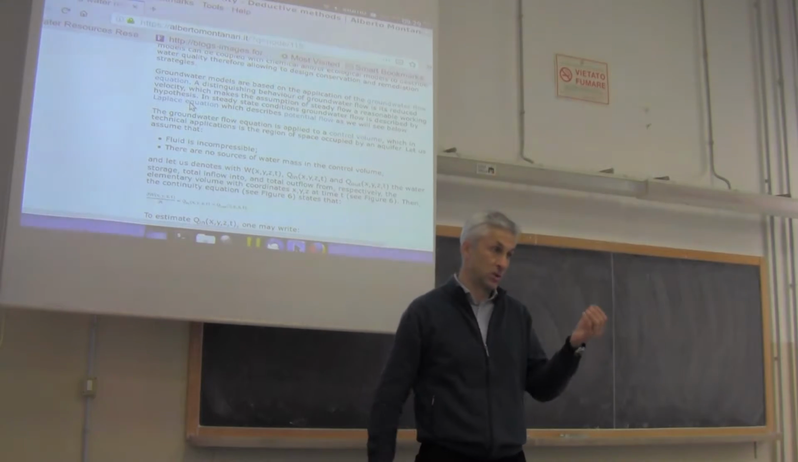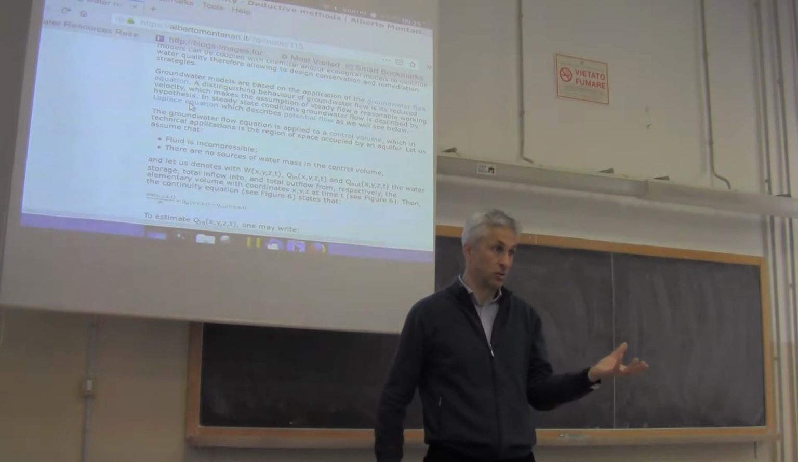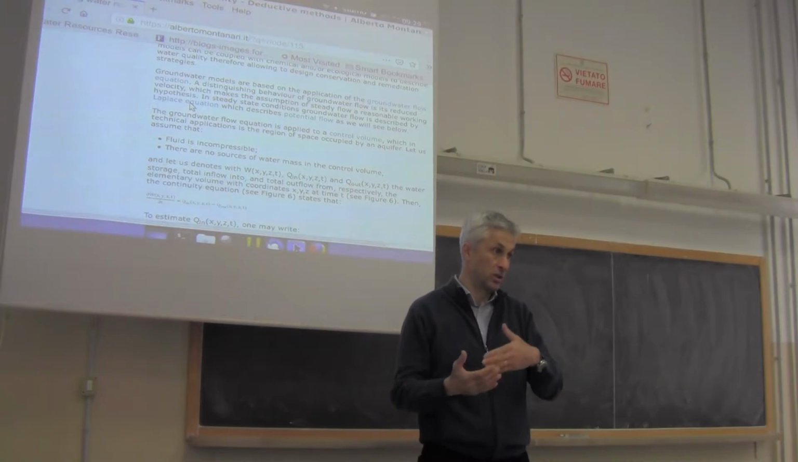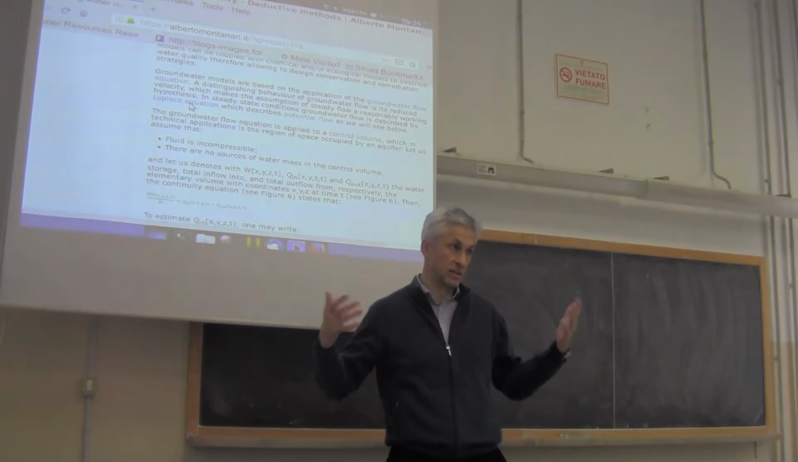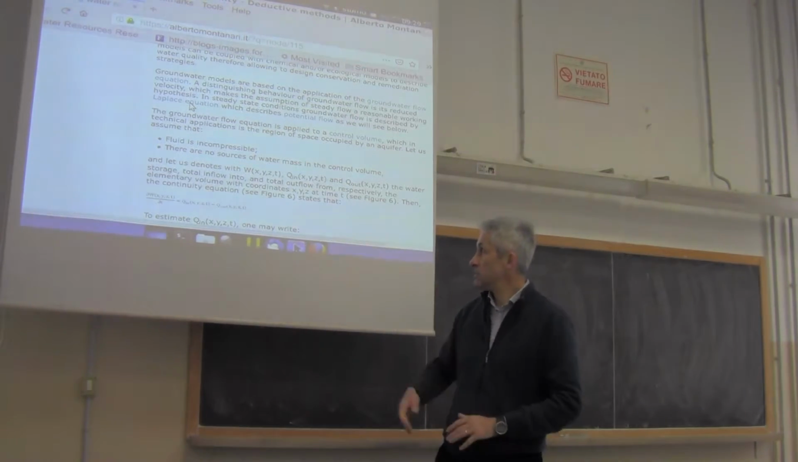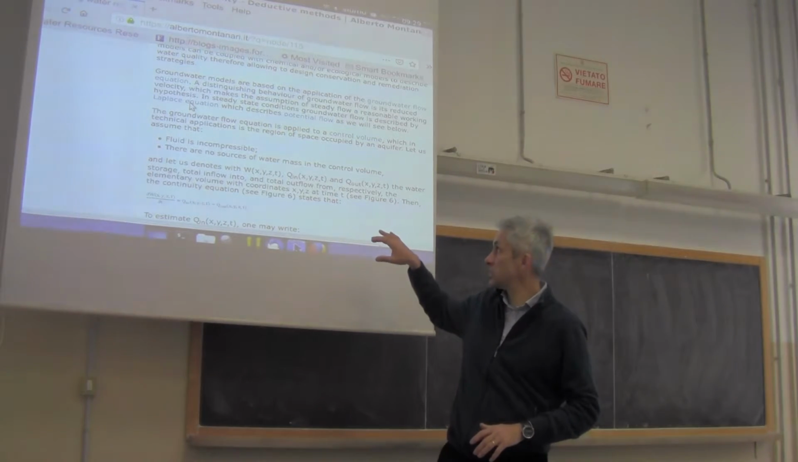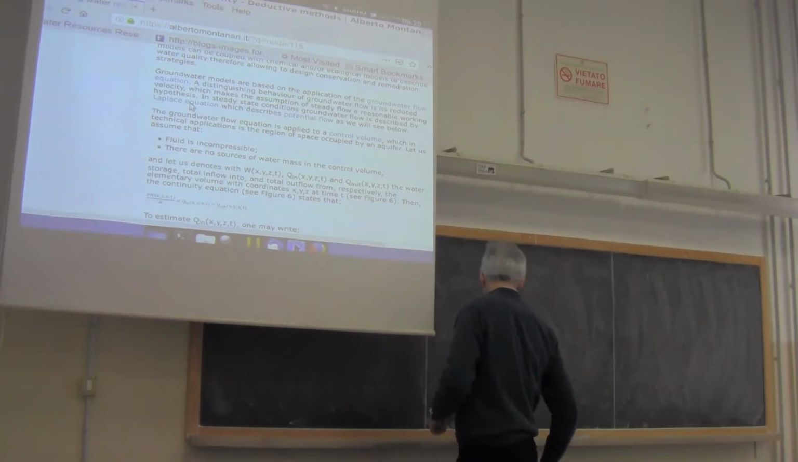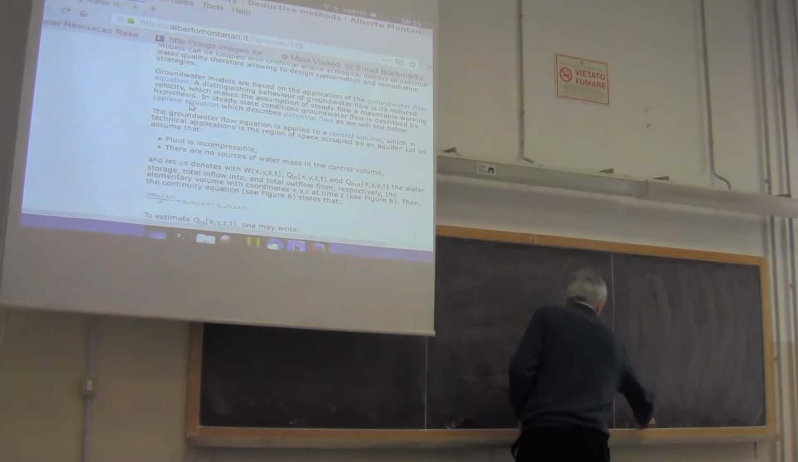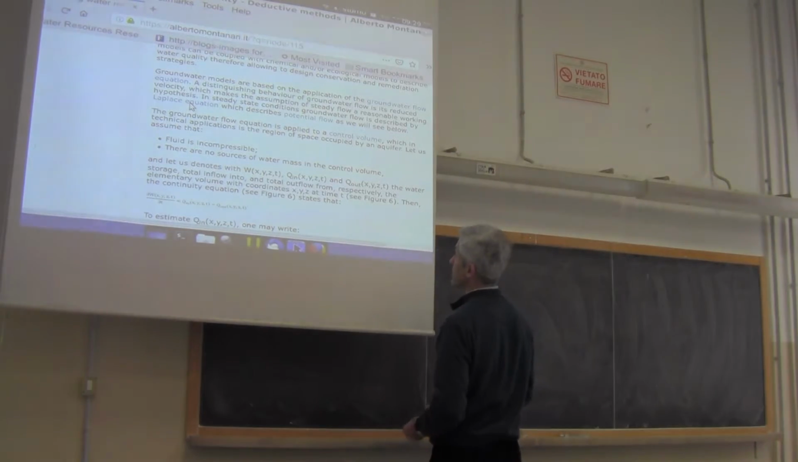This can be easily removed. Meaning that if you have a source of mass inside the control volume, you just have to add it to the conservation of mass equation. So it's not a big problem. But let's start from these two assumptions, and let us denote with the following symbols, the following variables.